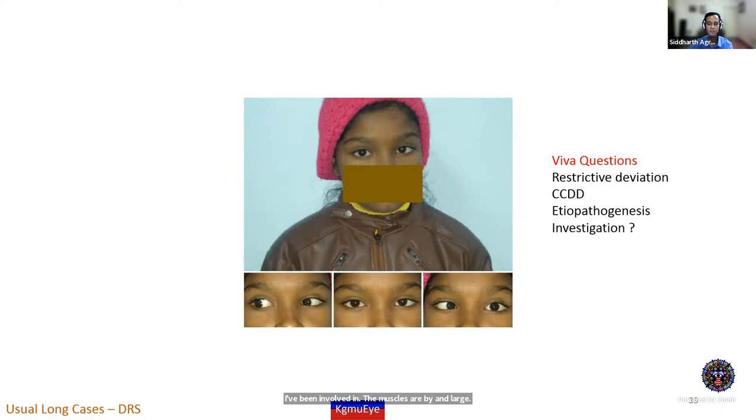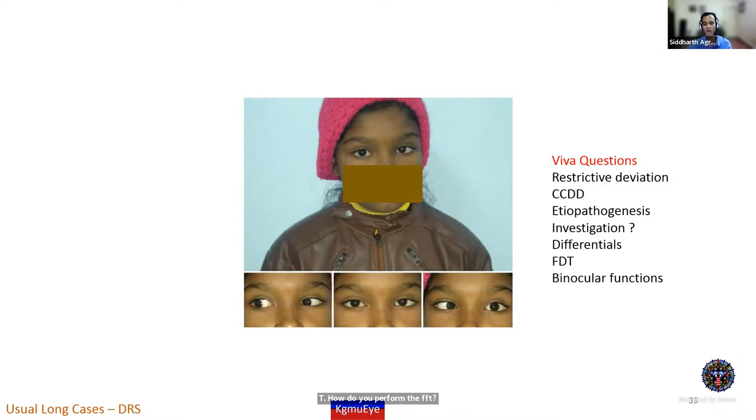What investigation would you perform to rule out or rule in Duane syndrome? The answer is, we would perform a magnetic resonance imaging focusing on the sixth nerve and its course in the involved site. What differentials do you have in mind? We'll be discussing the differentials in the next slide. Would you perform an FDT? How do you perform the FDT?